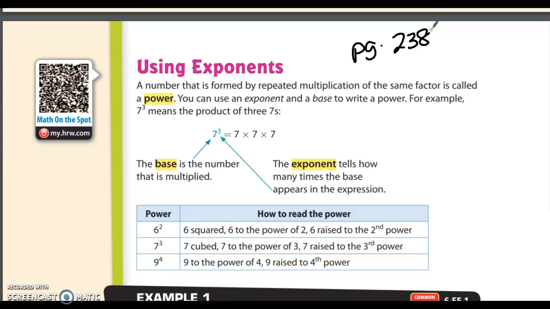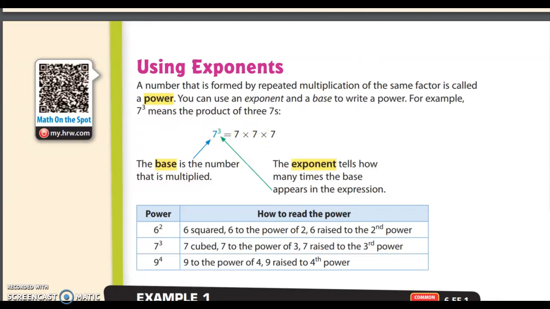A number that is formed by repeated multiplication of the same factor is called a power. You can use an exponent and a base to write a power. For example, 7 to the third power means the product of 3 sevens. So this term right here, 7 with a little raised 3, what that means is 7 times 7 times 7. There are no 3's in the problem. So what does the 3 mean? The 3 means that there are 1, 2, 3 sevens.